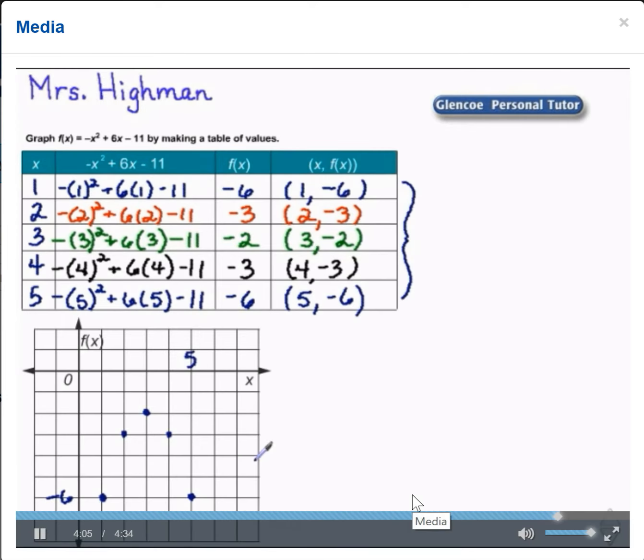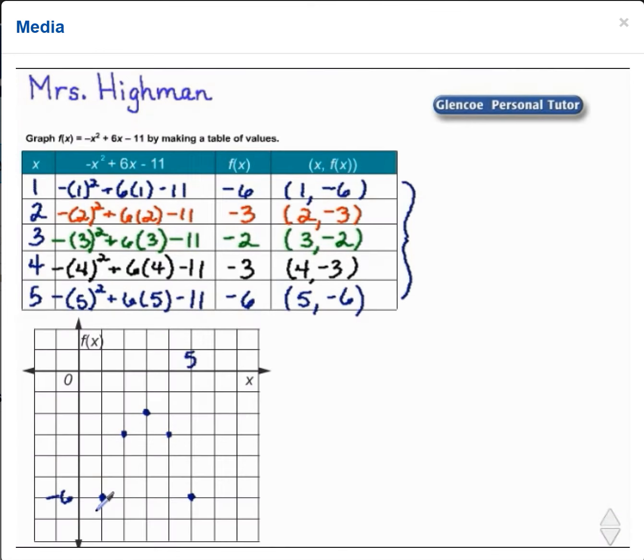Now what we need to do is connect all these points in a curve. So try to hit all of our points. Okay, so our graph needs to go through all those points, and what we have graphed is a parabola.